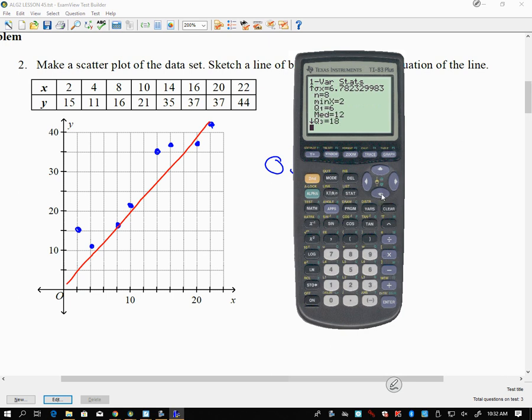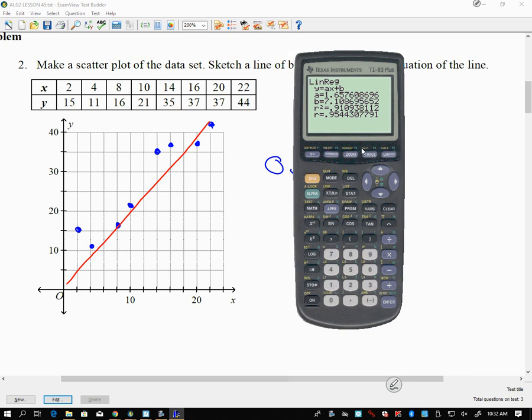But I'm going to hit down. It's going to give me my box and whisker plot information. Oh, nope, that's not what I wanted. I want calc, but I don't want one variable statistics. I want linear regression, number 4. Sorry, I gave you the wrong information. Linear regression number 4. I'm going to hit enter and hit enter again.